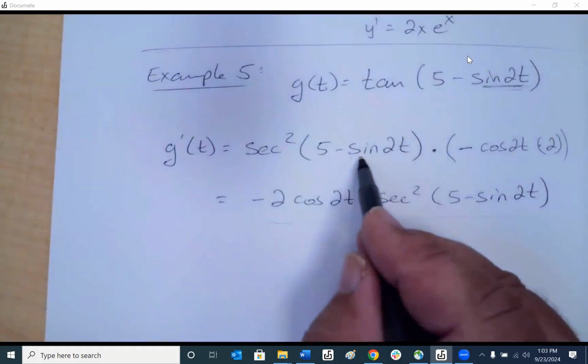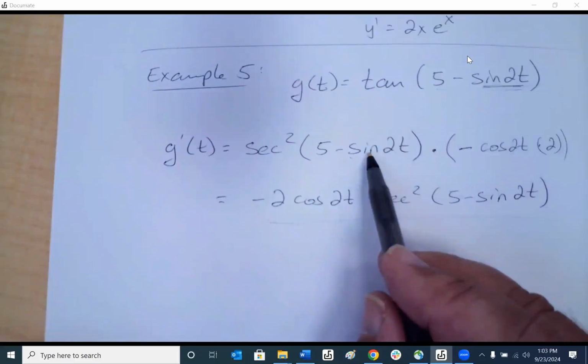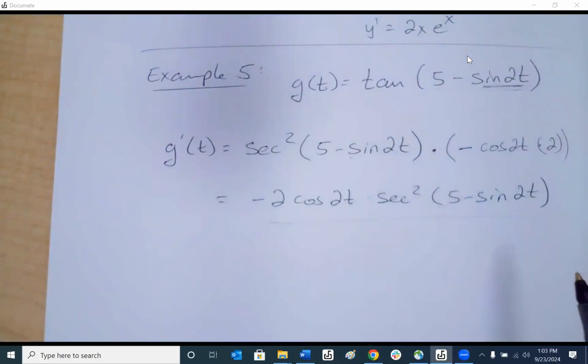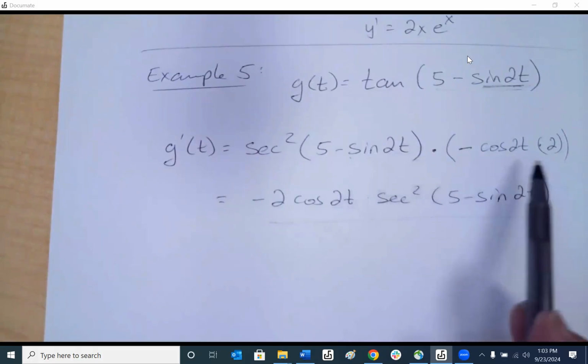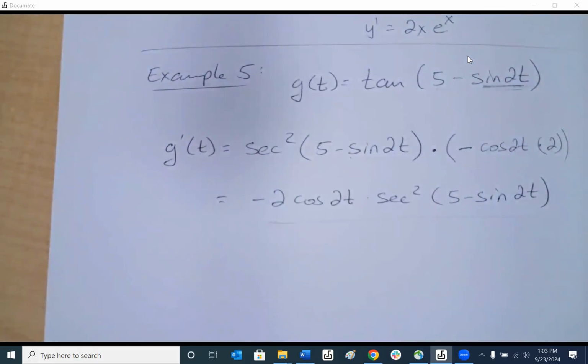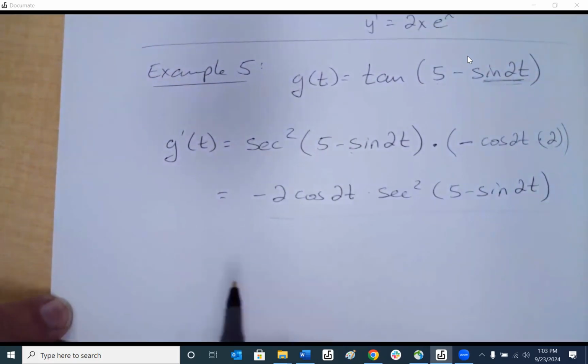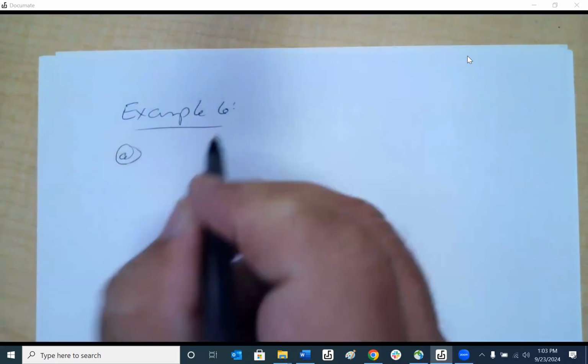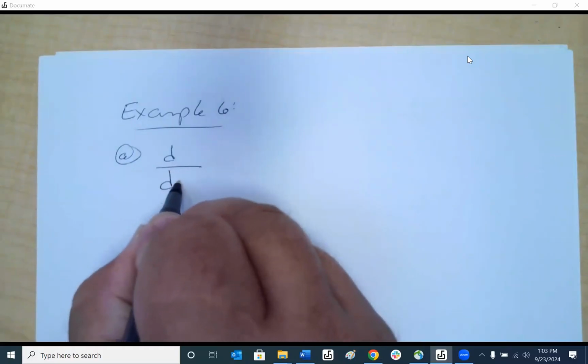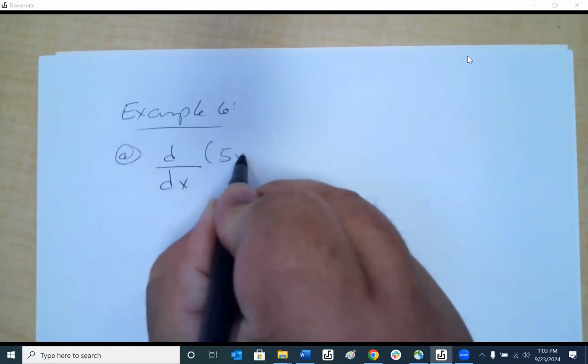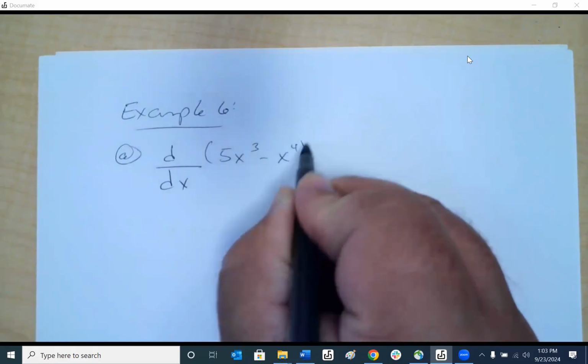Yeah, because this one here was the sine of u. The derivative of sine of u is the derivative of the outside times the derivative of the inside. We're almost done. We're almost done. Example 6, A. Find this derivative: 5x cubed minus x to the 4th, all to the 7th.